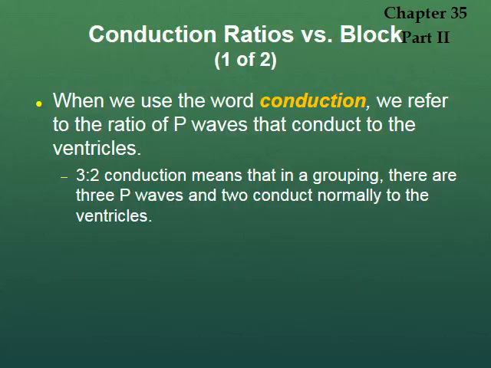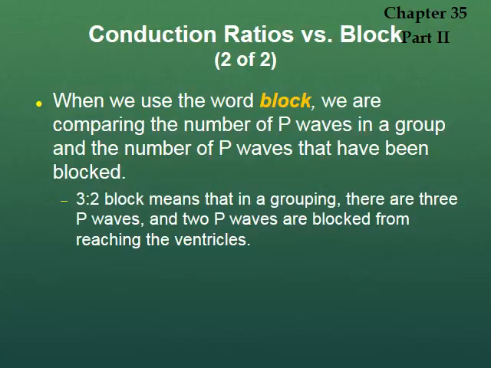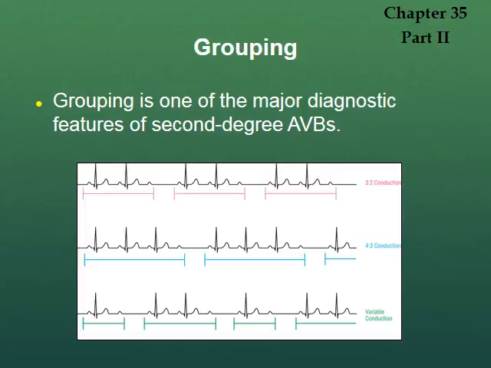When we use the word conduction, we're referring to the ratio of P waves that conduct to the ventricles. So a 3:2 conduction in a second degree block means that in a grouping, there are 3 P waves, and 2 conduct normally to the ventricles and 1 does not. When we use the word block, we're comparing the number of P waves in a group and the number of P waves that have been blocked. So a 3:2 block means that in a grouping, there are 3 P waves and 2 P waves are blocked from reaching the ventricles. So grouping is one of the major diagnostic features of second degree AV blocks.